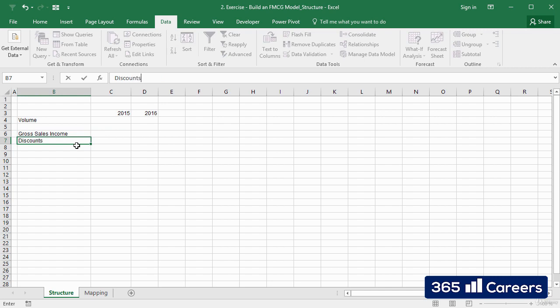As we already said, gross sales income minus discounts equals net sales. Net sales is the amount of sales that actually goes into the company's bank account. This is the primary sales figure reviewed by analysts when conducting a financial analysis.